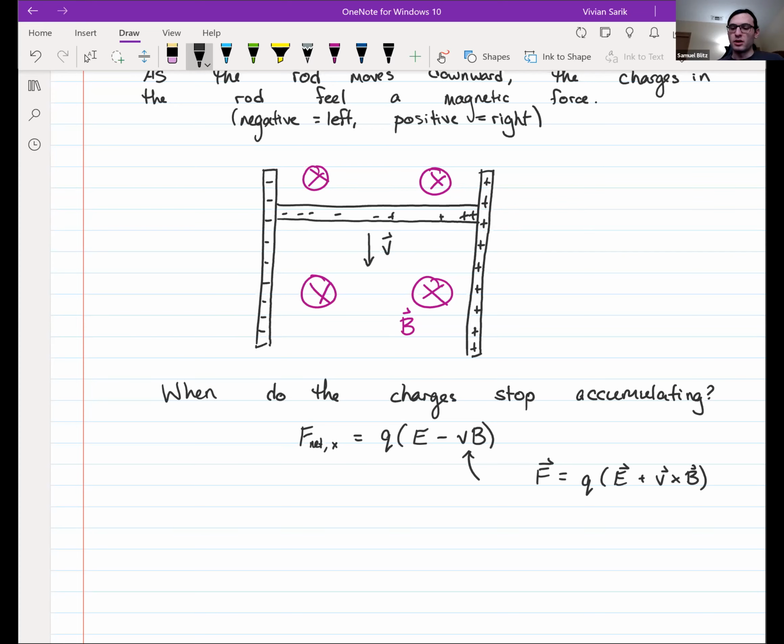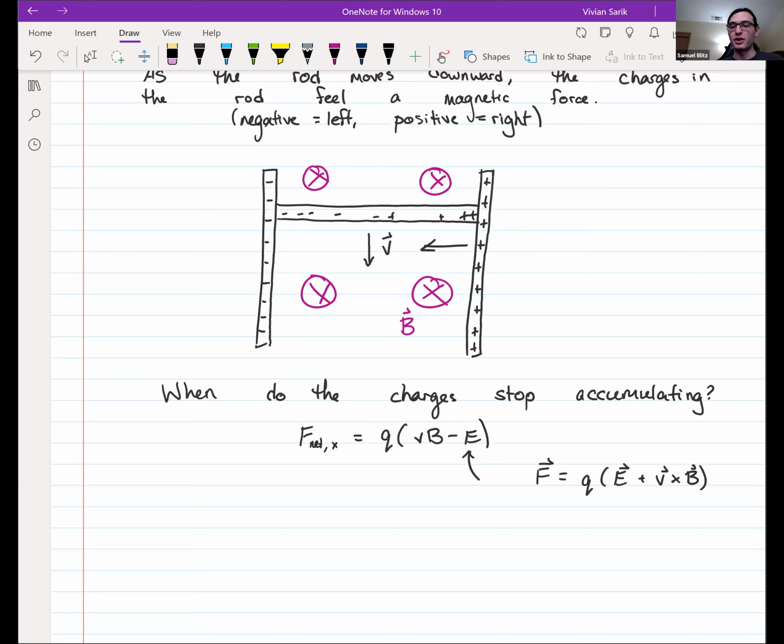Sorry, this should be, let me get this right. This should be V times B minus E. There we go. It doesn't actually matter for the argument I'm about to make. But so the electric field points from the positive to the negative side. So that's why we have a minus sign here, because this is the force in the x direction.